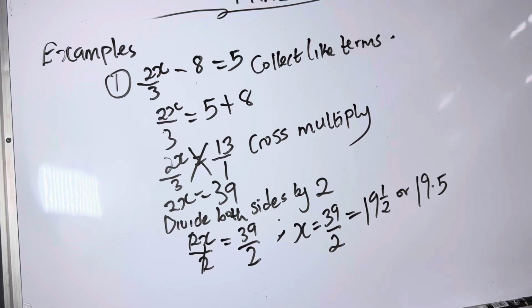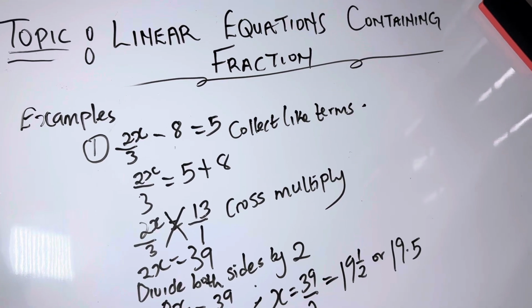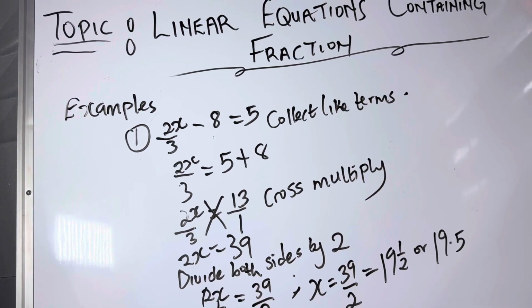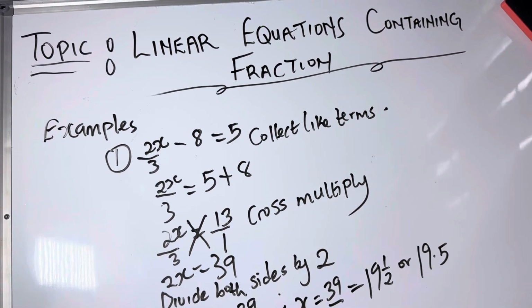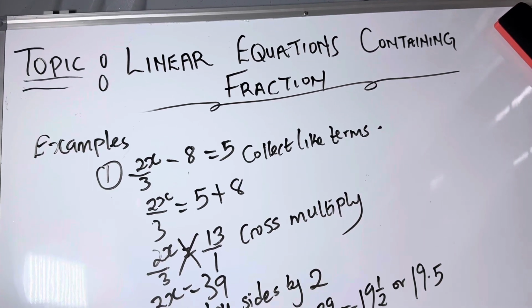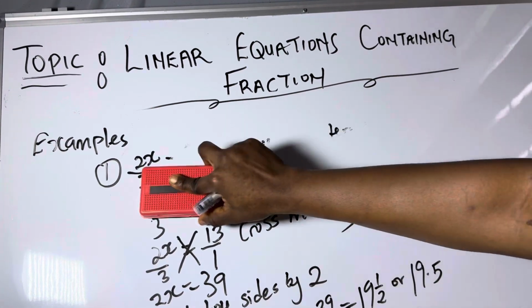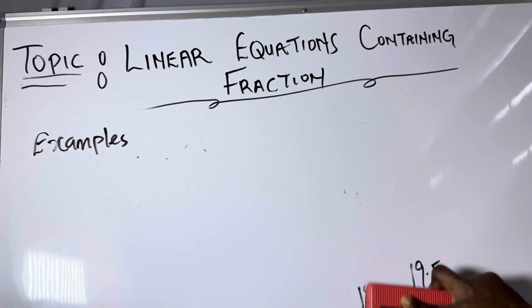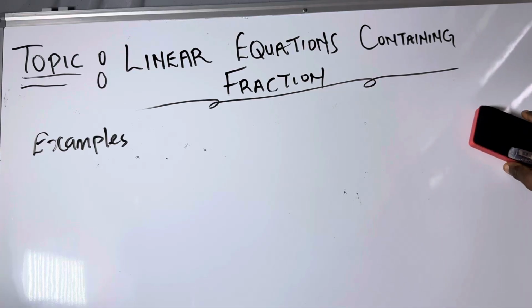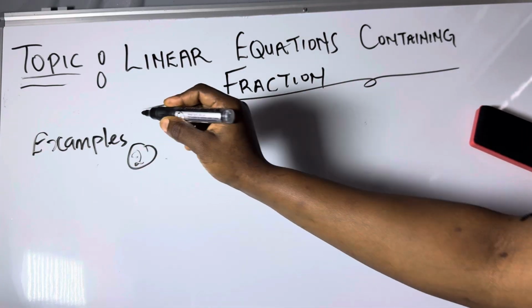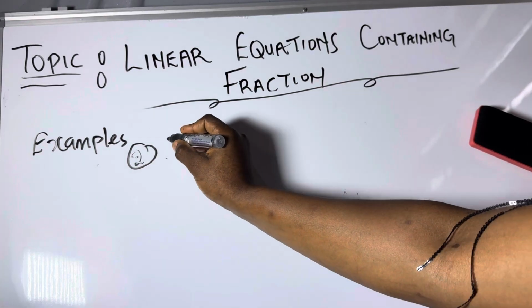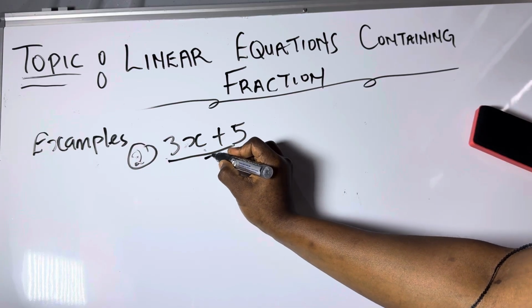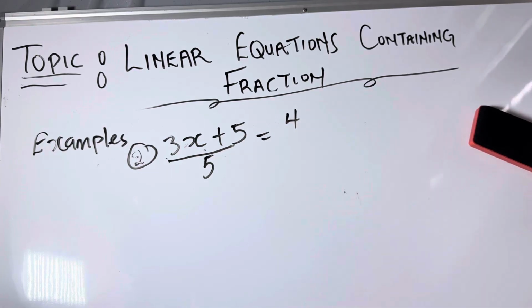Now let's take a look at another example under linear equation containing fraction. Linear equation containing fraction, that's the topic. Example 2: 3x plus 5 over 5 equals 4.